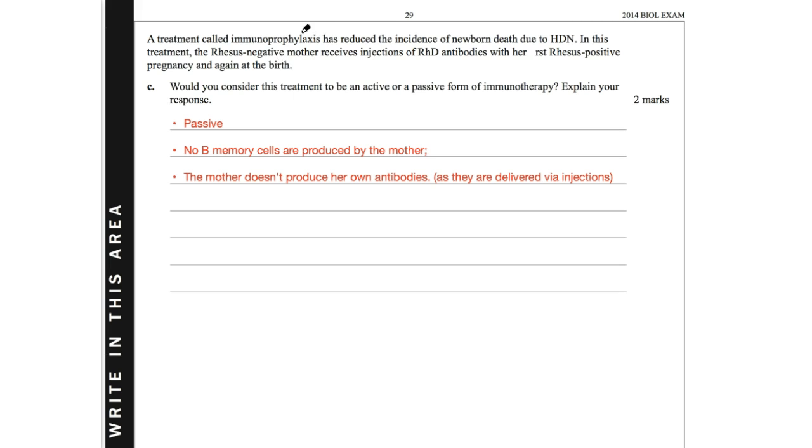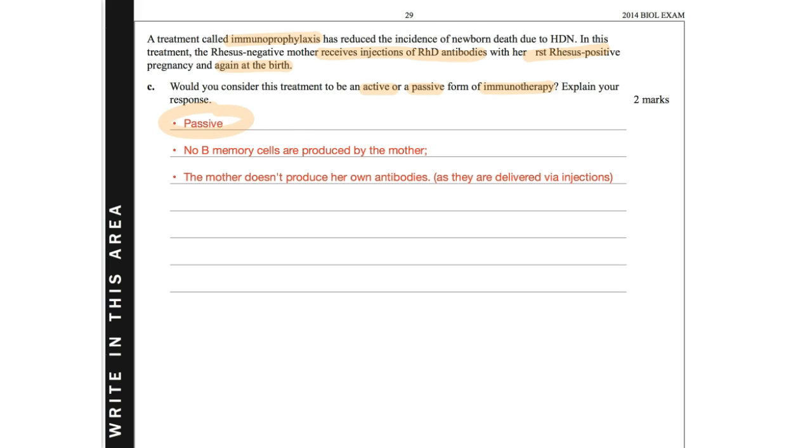There's a treatment called immunoprophylaxis. That's a big word. It has reduced the incidence of newborn death due to HDN. In this treatment, the rhesus negative mother receives injections of RHD antibodies with her first rhesus positive pregnancy, and then again at the birth. Would you consider this treatment to be an active or passive form of immunotherapy? And then we have to explain our response. Now, the first thing I think of: has the mother actively produced her own antibodies? That's the big thing, because we know that results in active. If it's passive, it's due to the presence of the injections. So the first thing I'm going to say is passive.